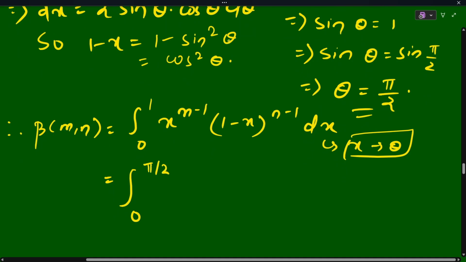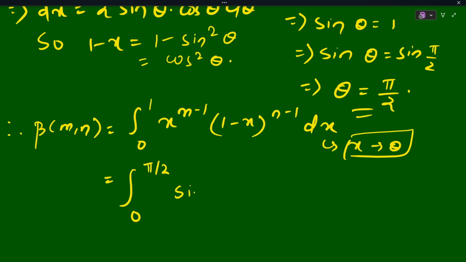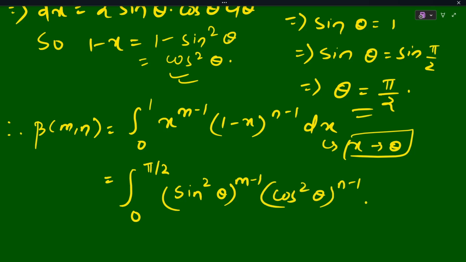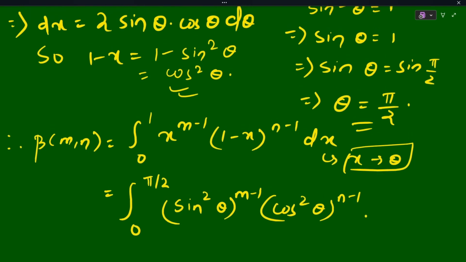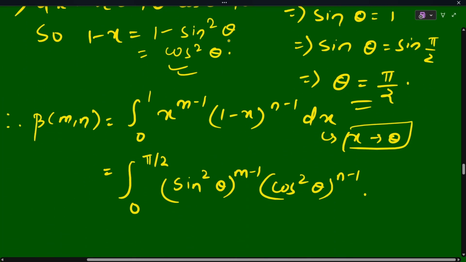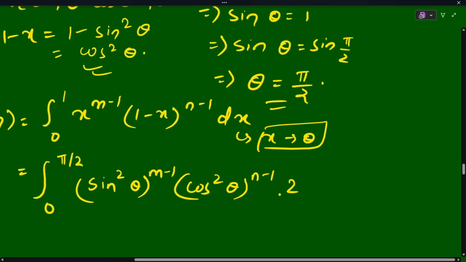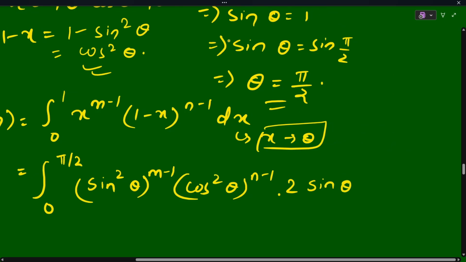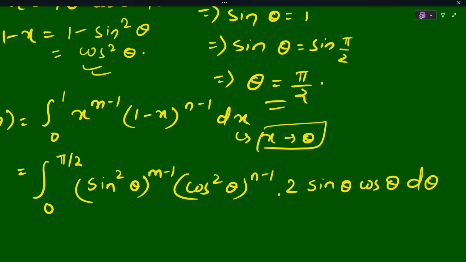Then the value of x is sine square theta to the power m minus 1. Then this 1 minus x value, we have already found, is cos square theta, so it is cos square theta to the power n minus 1 into dx. So what is the value of dx? See, dx is 2 sine theta cos theta d theta.